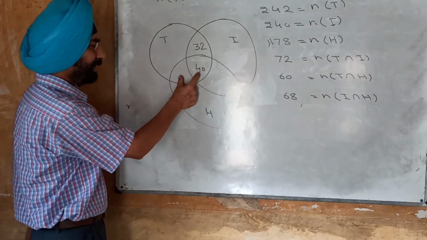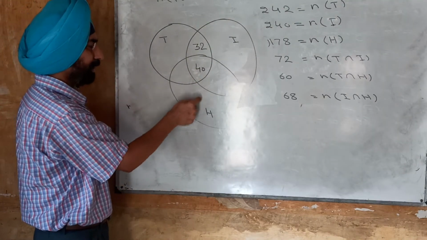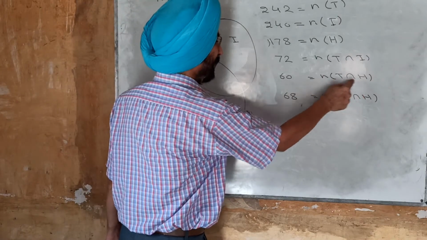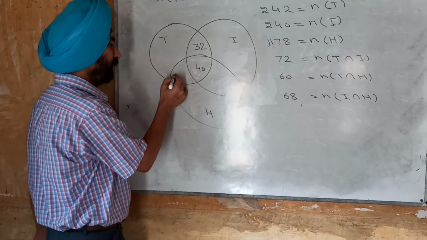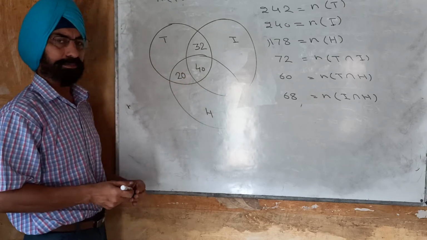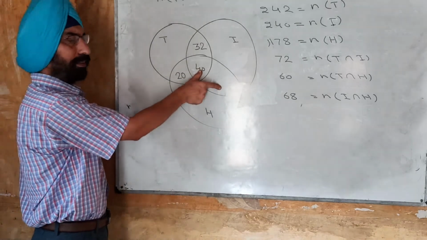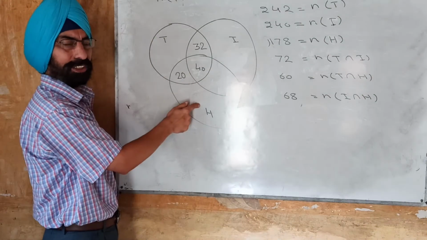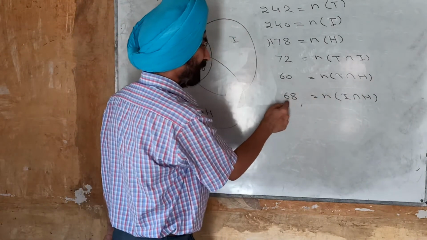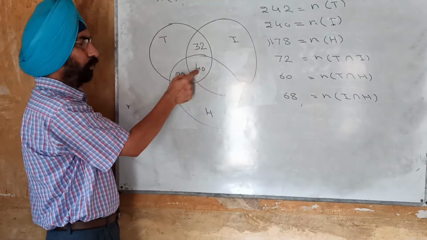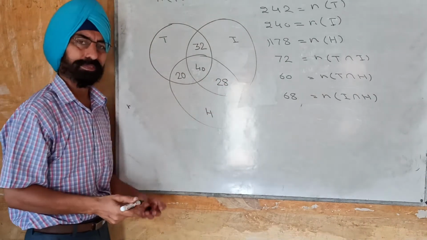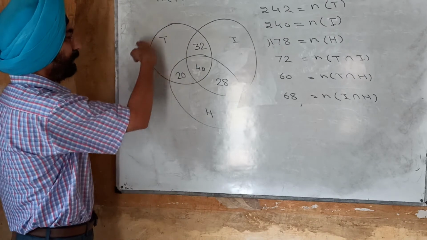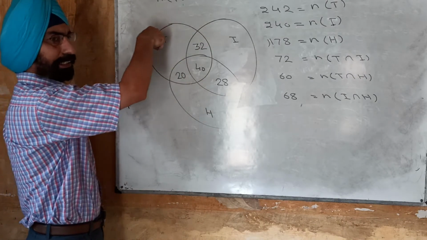Now this is the portion common in T and H, and common in T and H is 60. Out of 60, 40 is here, so the rest 20 will be here. This is the portion common in I and H, and common in I and H is 68. Out of 68, 40 is here, so the rest 28 is here.